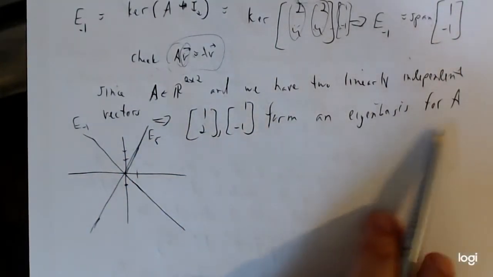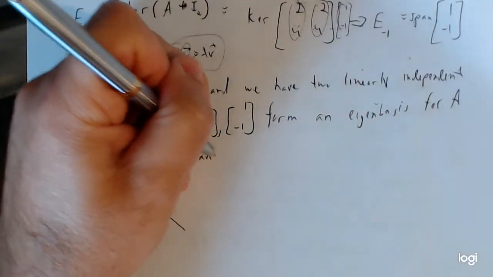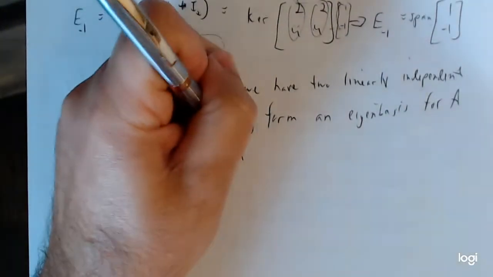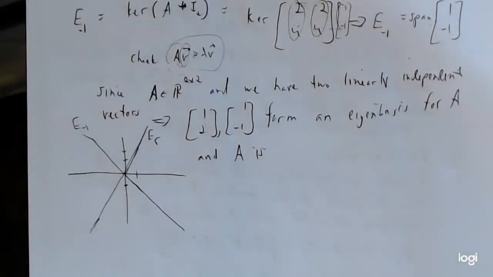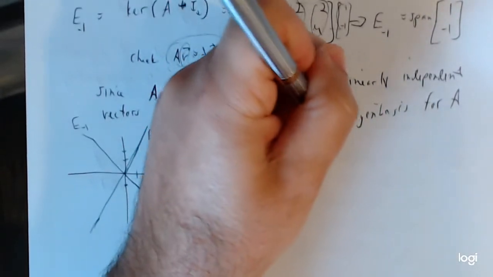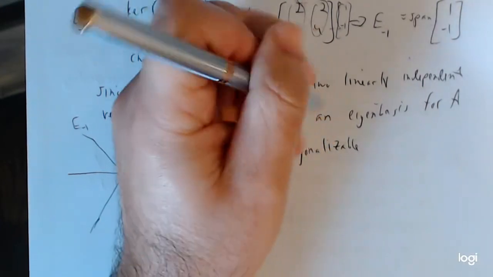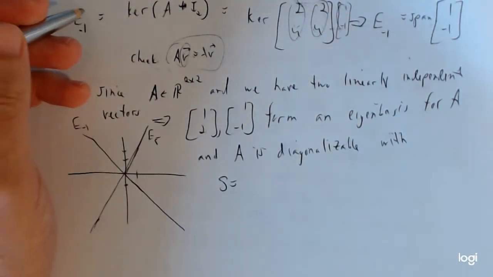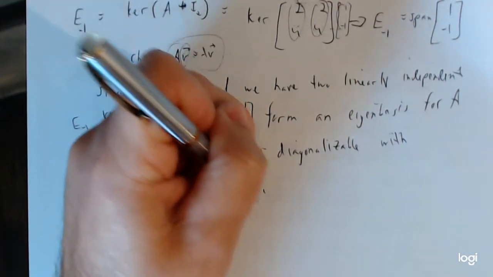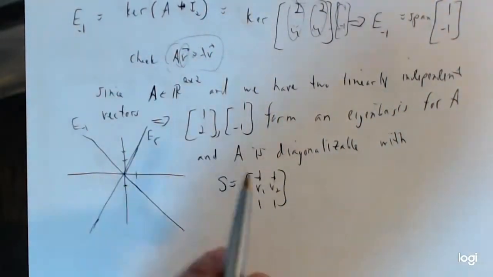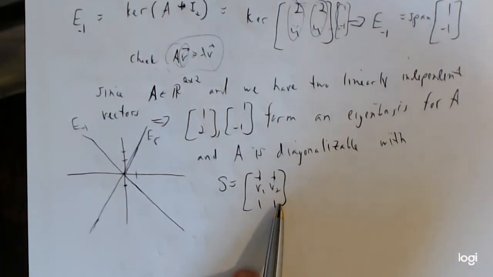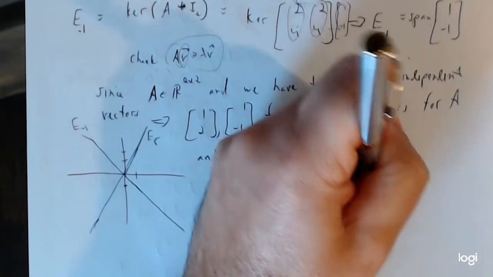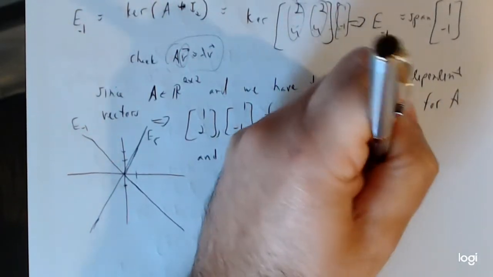So we know that this forms an eigenbasis for A, and we can even say that A is diagonalizable. How come? Because what do we know? What would S be filled with? S is filled with our eigenvectors, which would be V sub 1, V sub 2. And what do I know here? This is a square matrix, and these are all linearly independent. So clearly this is going to be invertible. And B would be filled with our eigenvalues on the main diagonal.